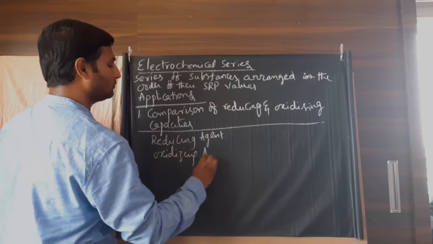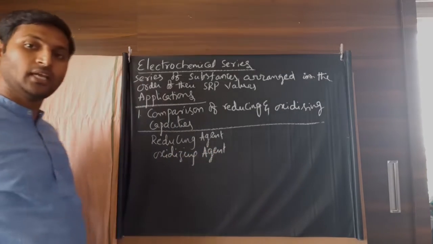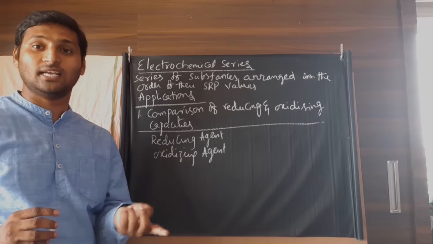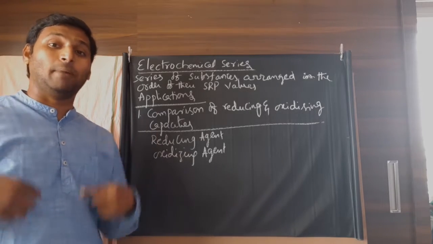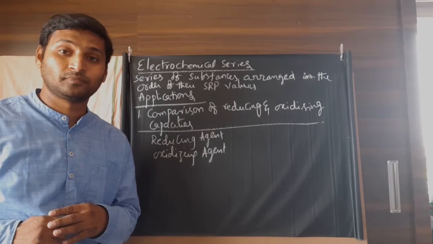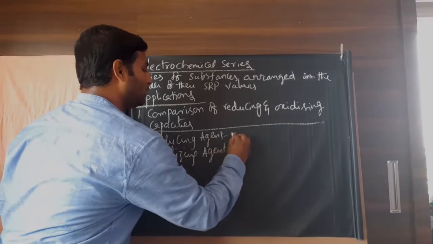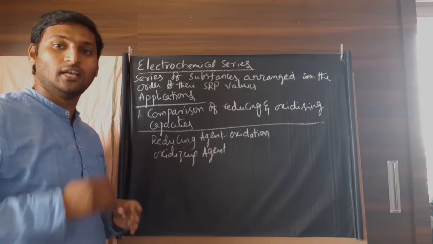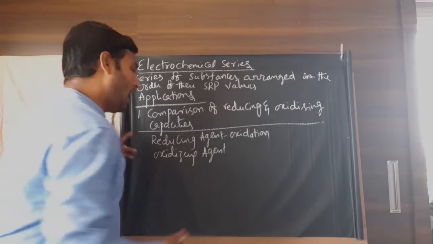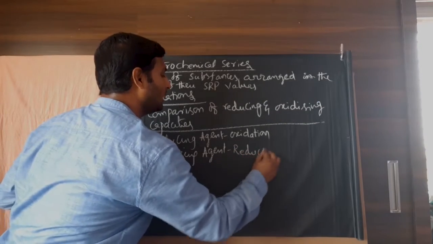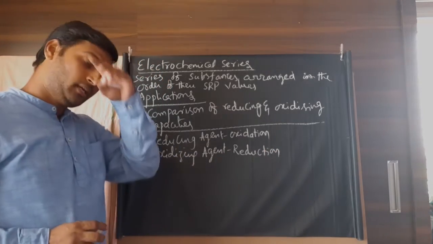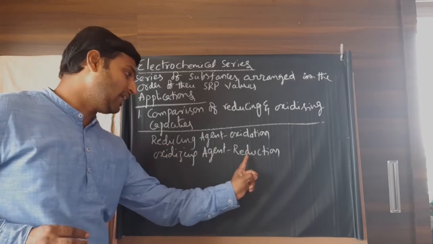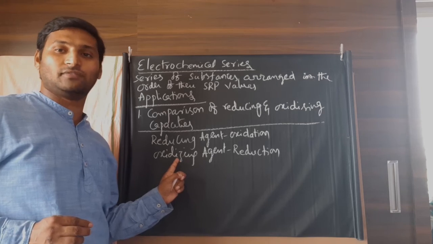Now, a reducing agent is the substance which causes the reduction of the other substance. And to cause the reduction of the other substance, by itself, this substance has to undergo oxidation. So, a reducing agent is a substance which undergoes oxidation during the redox reaction. On the same grounds, an oxidizing agent is a substance which undergoes reduction during the redox reaction. By itself undergoing oxidation, it is causing the reduction of the other substance. By itself undergoing reduction, it is causing the oxidation of the other substance.